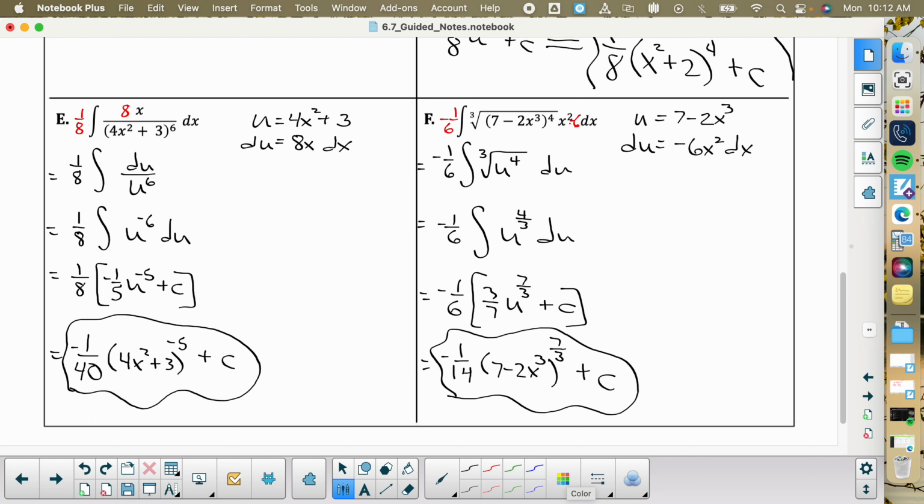Where are you asking about? Most of it. Why does the du just disappear? So here's what it looks like when you first learn integration. It looks like the du turns into a plus C. Yeah. If you want to remember it that way, go for it.